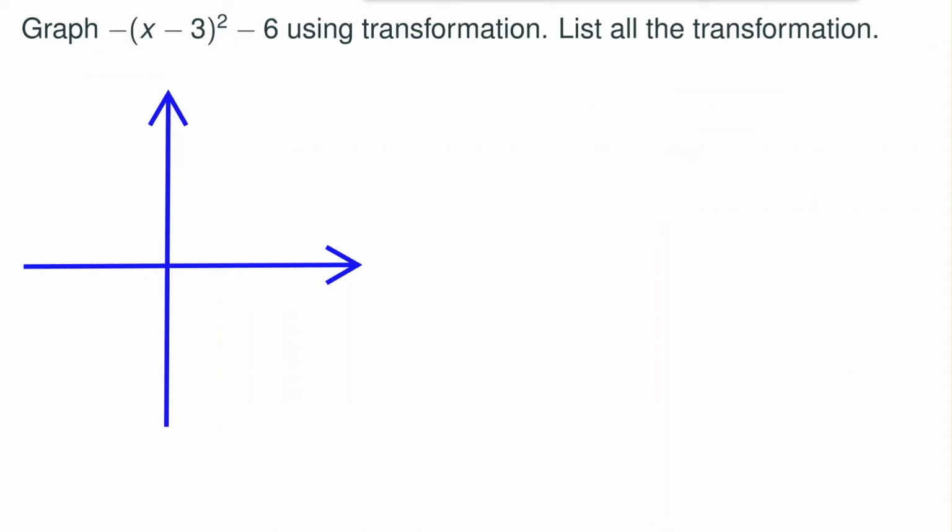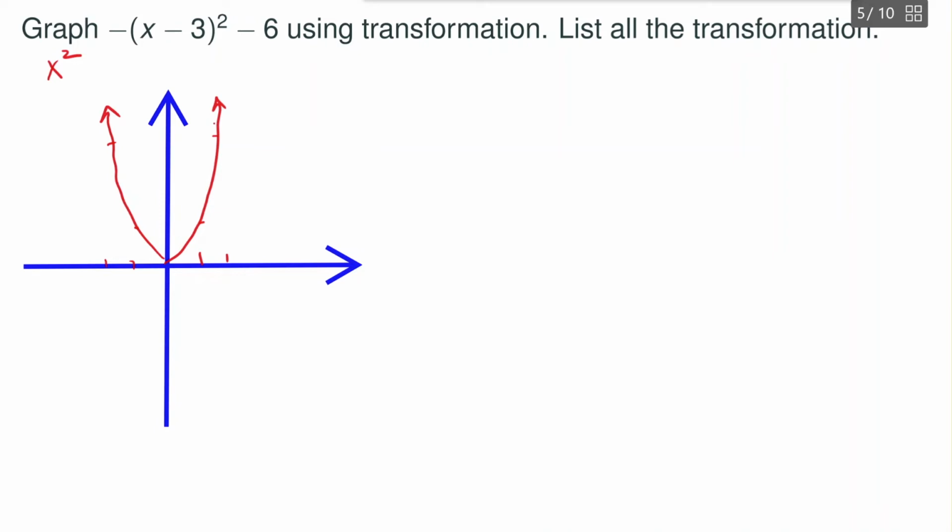Graph negative parenthesis x minus 3 squared minus 6 using transformation. So again, this is the parent function, x squared, which again is a parabola of something like this. Okay, 1, 1, 2, positive 4, negative 2, positive 4.